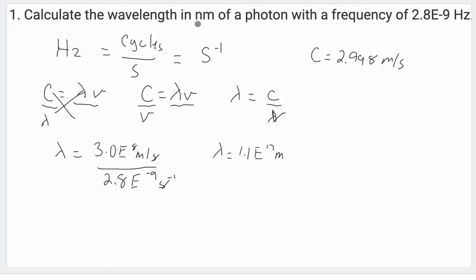but they want it in nanometers. So at the top of the worksheet, you can see that there's a conversion factor that 1 meter equals 1 e to the ninth nanometers. And so if you do that math, you end up getting 1.1 e to the 26th nanometers. Okay, that's number 1 on the worksheet.